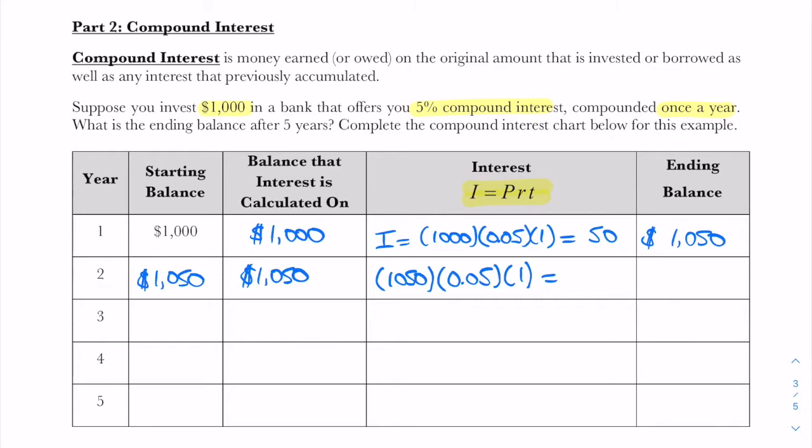Working this out on your calculator, you should get an interest of $52.50. Notice you earned more interest because the starting balance was larger. Add the $52.50 to the beginning balance to give you an ending balance of $1,102.50. The ending balance at the end of year 2 becomes the starting balance at the beginning of year 3. That balance is what we're calculating interest on, so write it in again.